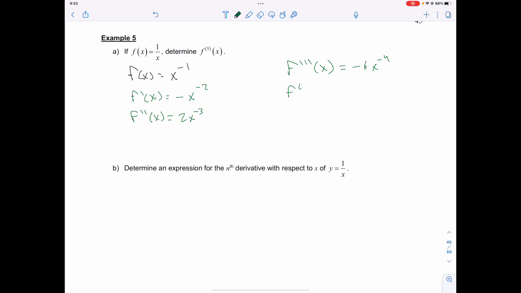When I get to the fourth derivative, negative 4 times negative 6 gives me positive 24, and I have x to the negative 5. And then for the fifth derivative, the 24 times the negative 5 gives me negative 120, x to the negative 6.